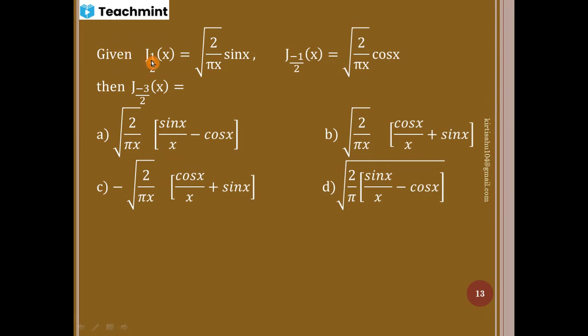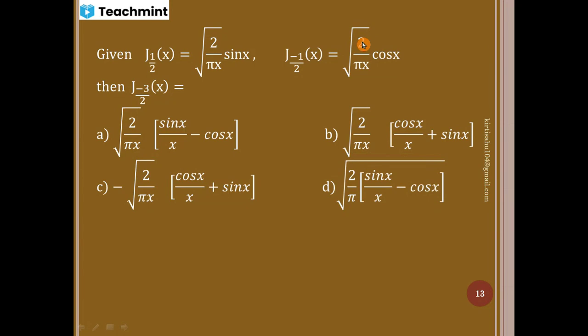So it is given J half of x is equal to root 2 by pi x sin x. This is the value of the Bessel's function, right? And J minus half of x is also given, that we know as a standard formula, that this is root 2 by pi x of cos x, right? So here we are asked to find out the value of J minus 3 by 2 of x, right? J minus 3 by 2 of x is required. Various options are given. Okay, so how do we find this value?